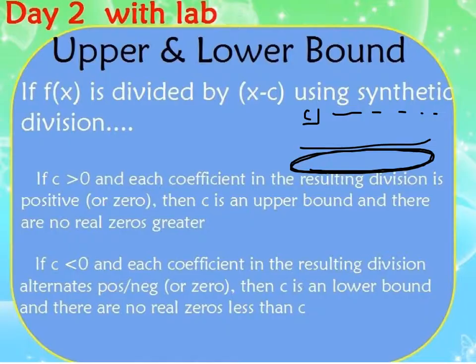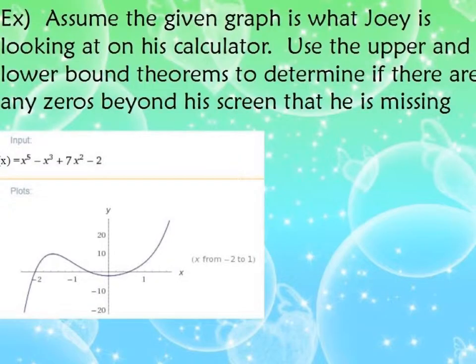Okay, one of the places that we really like to use this is when you're looking at a screen on your calculator. So we've played around with this function and finally got a window that we can see what's going on, but it's not an ideal window if you look at what it's scaled by. So what we can do is use our upper bound and lower bound to see if we're missing any important stuff. So it says, assume the given graph is what Joey is looking at on his calculator. Use the upper and lower bound theorems to determine if there are any zeros beyond his screen that he is missing. Okay, so this is what we're going to do.